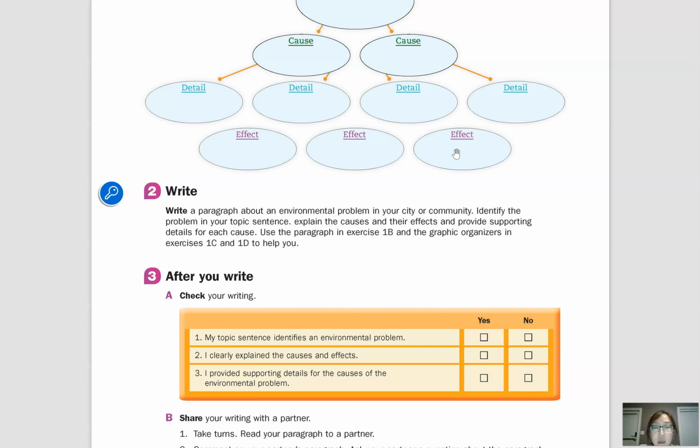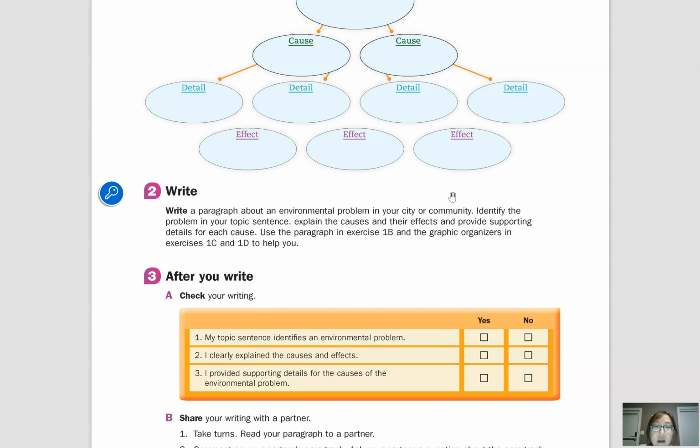Again, you can talk about the city of Atlanta or a general environmental problem that's not in your city or community, such as global warming or the melting ice caps. And if you want, you can even talk about some of the less commonly mentioned environmental problems, such as noise pollution or light pollution.